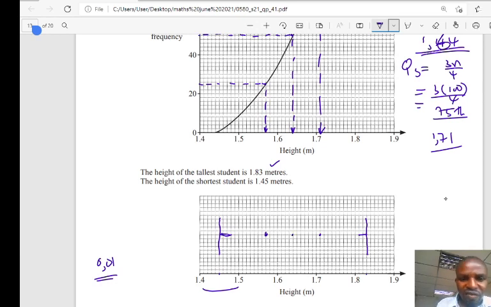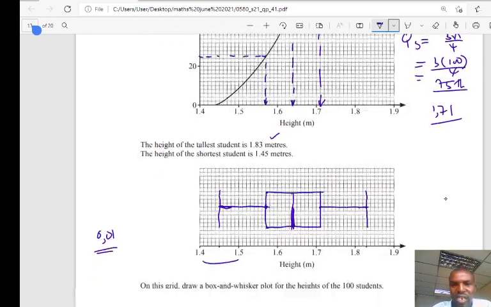Like this. Then you've marked here. Then you can draw our nice box and whisker plot here, like this. Then indicate your median here. Then after that, join the points. So that will be your box and whisker plot. These are 4 marks.